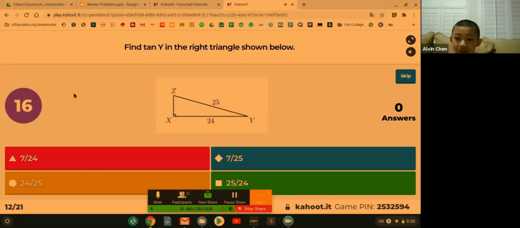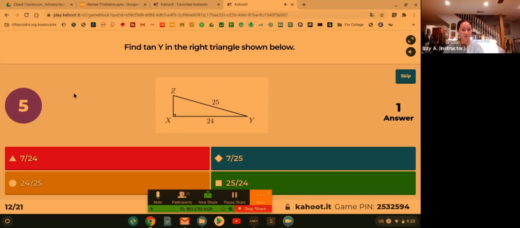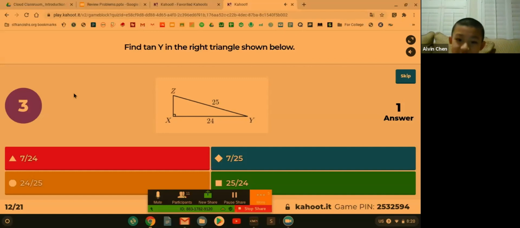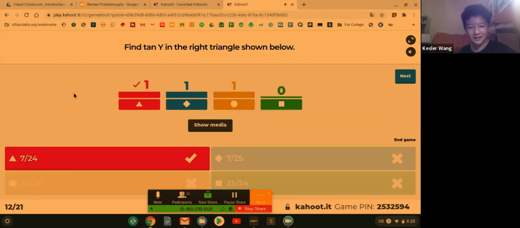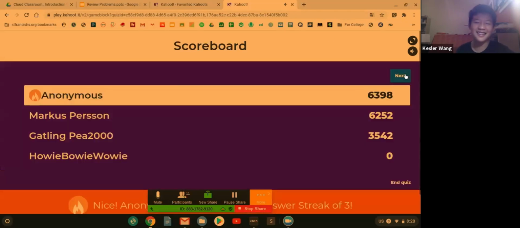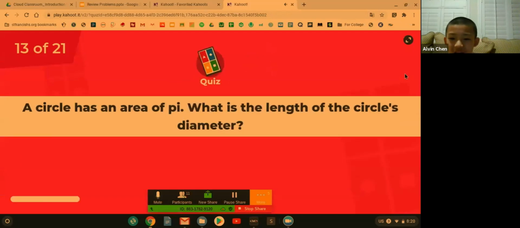Find tan y in the right triangle shown below. Tan y. What's tan again? Tangent is opposite over adjacent. Oh no, my hand slipped again. You got it. Why do I have to get it wrong?